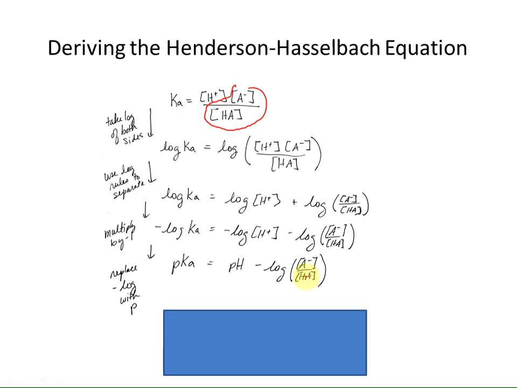Then we're going to take the A minus and the HA. We're going to use this relationship here. So our last step is we need to find some way to find the A minus concentration over the HA concentration.